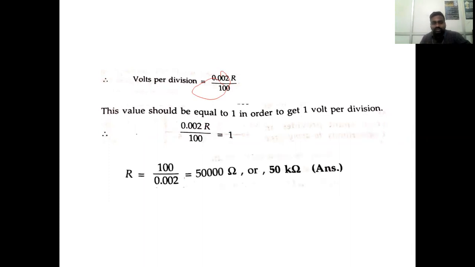So from that, how can we calculate resistance? If we calculate 1 volt per division, the value 0.002 into R divided by 100 is equal to 1. So what will be the value of resistance? The resistance is around 50 kilo ohm. Is this problem clear? Okay. Can I go to the next one?